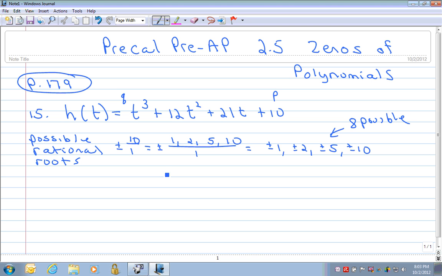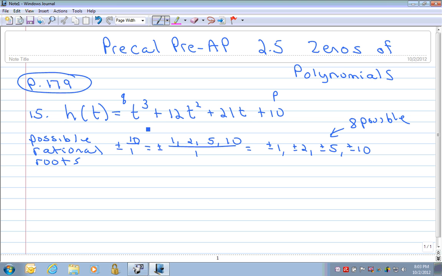So 8 possibilities. Then we're going to use synthetic division to try to find one. Once we find a solution, then we have a quadratic, and you can solve that quadratic by other methods, which could be the quadratic formula, etc. Don't forget also that you could have something called multiplicity, where something occurs more than once.